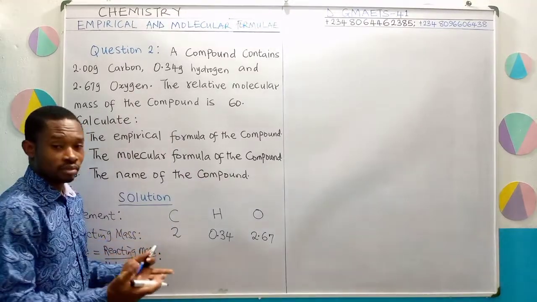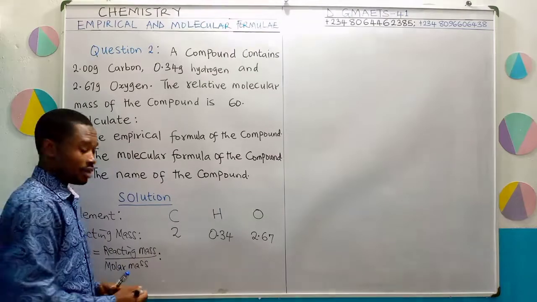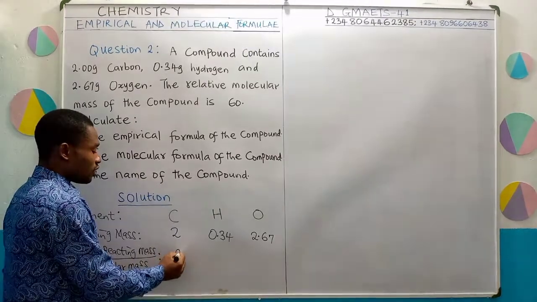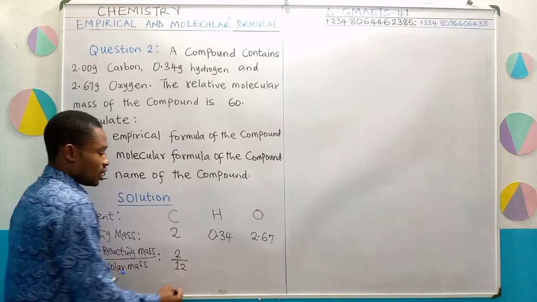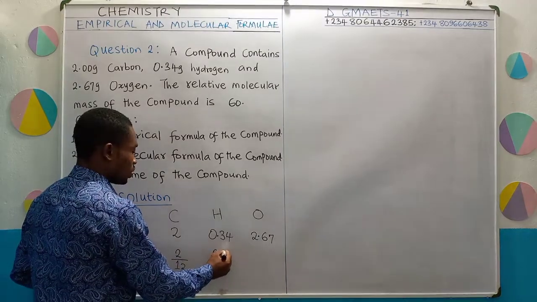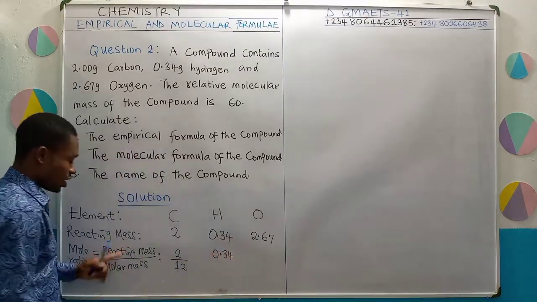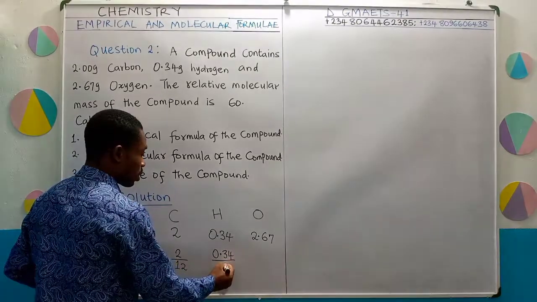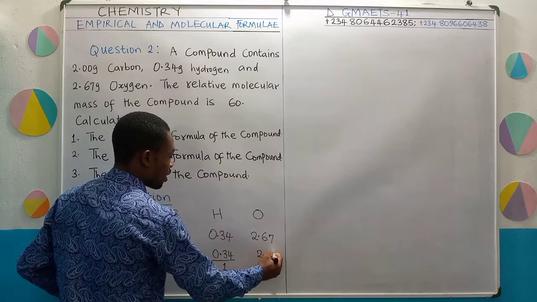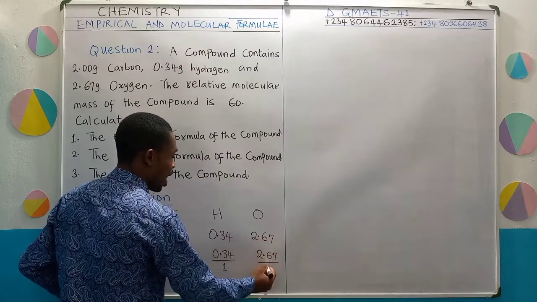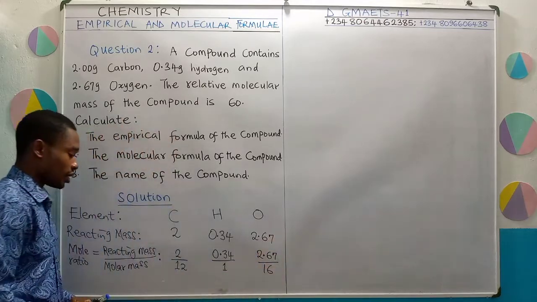But we know them, I want to believe, so we can just apply them, okay? Carbon, the relative atomic mass is 12, so it's going to be 2 divided by 12. And then we have hydrogen, 0.34, the reacting mass. We are dividing it by the molar mass or relative atomic mass, which is 1. Come to oxygen, do the same, 2.67 reacting mass divided by the RAM of oxygen, which is 16.